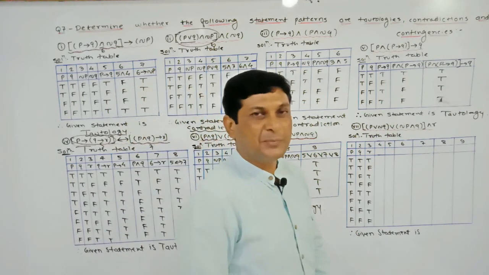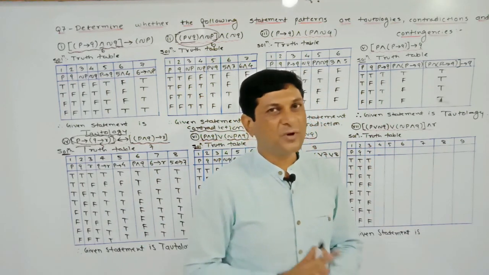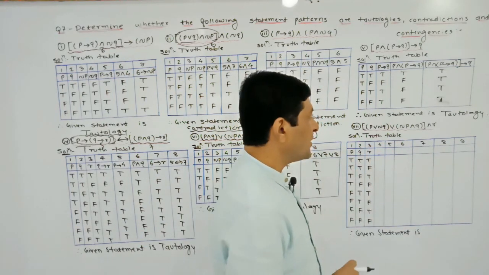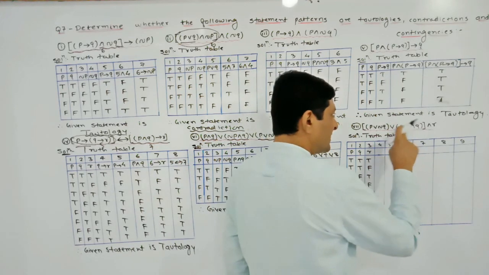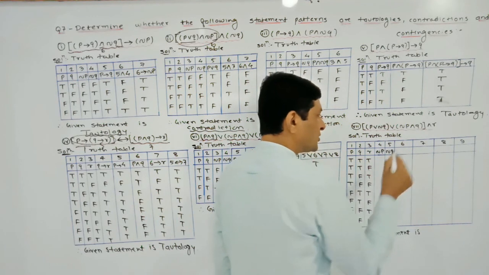Now observe the next example. In the 7th example, 3 statements are under consideration. That's why we have to construct the truth table for 8 different possibilities. If you observe the statement, we will require truth value of negation P and negation Q. So first we are finding negation of P and negation of Q.